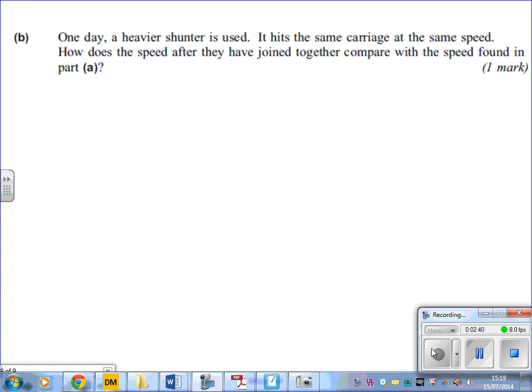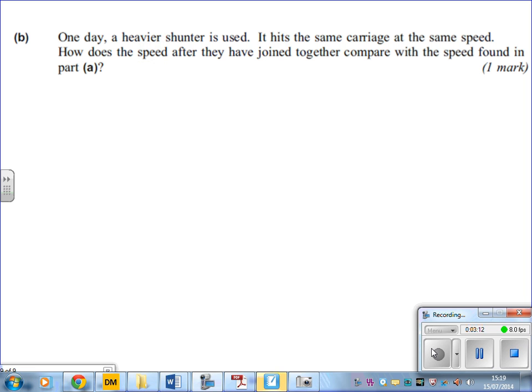Right, question 3, part B. One day a heavier shunter is used. It hits the same carriage at the same speed. How does the speed after they have joined together compare with the speed found in part A? Well, if you think about it, the final speed would be greater than what we found in part A, because the momentum before is going to be greater.